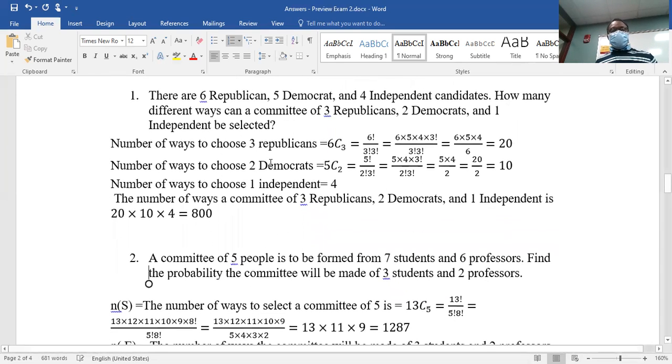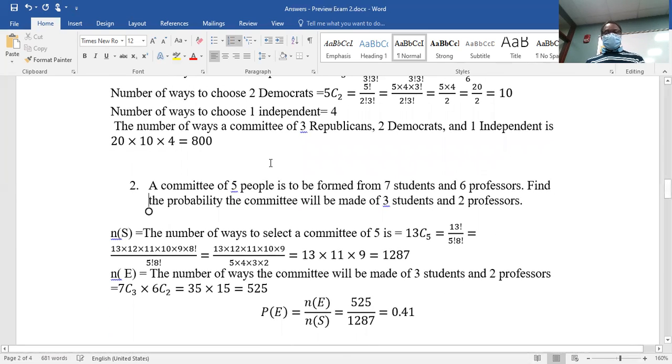So a committee of 5 people is to be formed from 7 students and 6 professors. Find the probability the committee will be made of 3 students and 2 professors. It's exactly the same type of question, just that here there are only 2 cases. So you want 3 students and 2 professors. You want to select 5 people out of how many? Out of 13. So the number of ways is 13 combination 5.